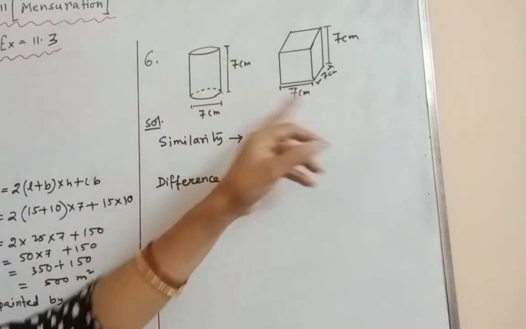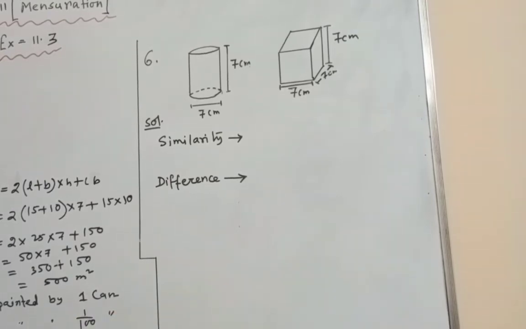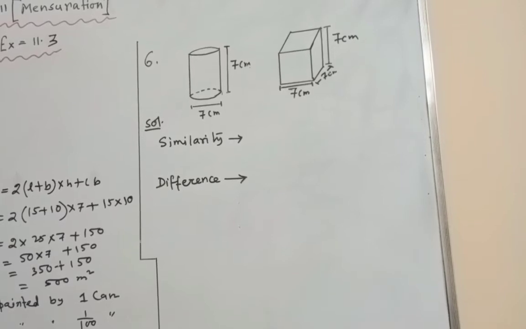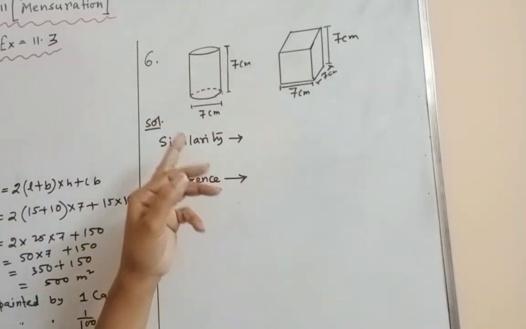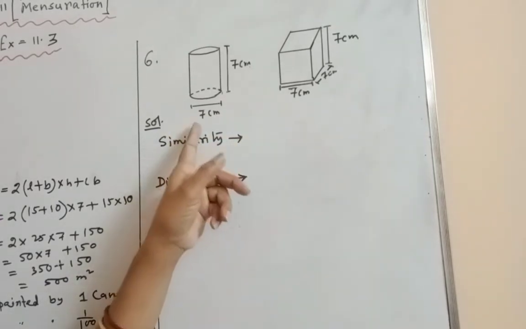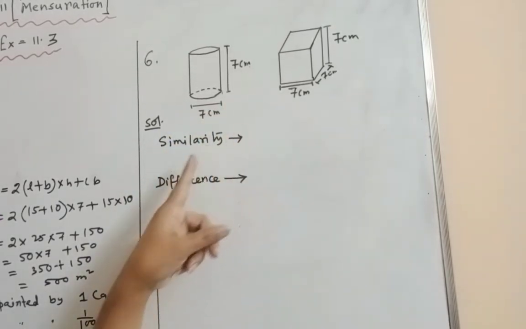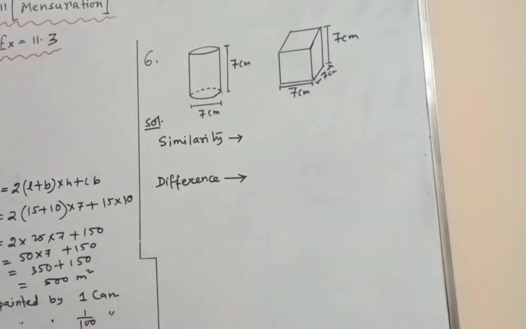You have to find out the similarity of these two figures and the difference between these two figures, and after that you have to find which figure has the larger surface area. Which one has the larger lateral surface area? That means in both the cases we have to find the LSA, that means curved surface area or lateral surface area, and you have to compare which one has the larger curved surface area.